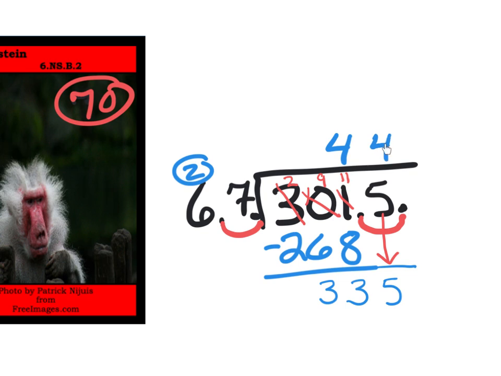And then I'm working with a real number. 4 times 7 is going to give you 28. I'm going to drop the 8 and carry the 2. And then 4 times 6 is 24, plus 2 is going to give you 26. Drop the 2 and the 6. And now I'm ready to subtract.